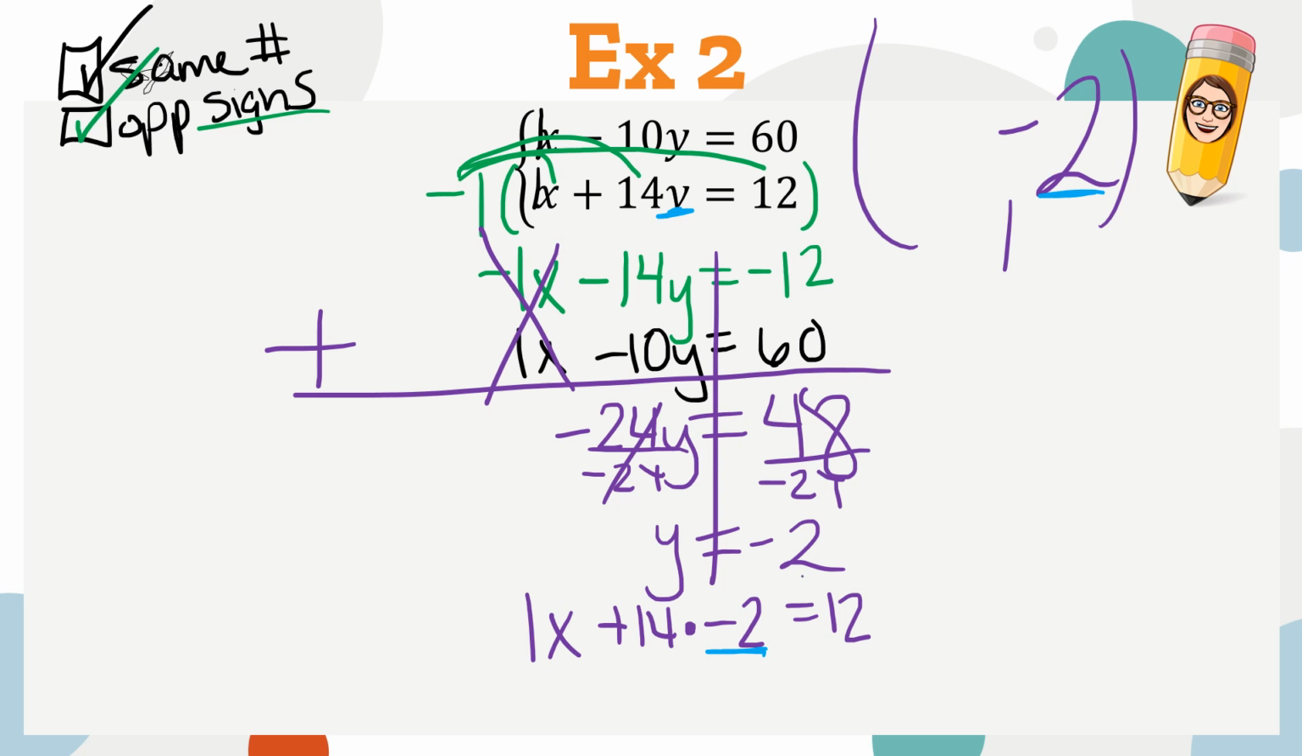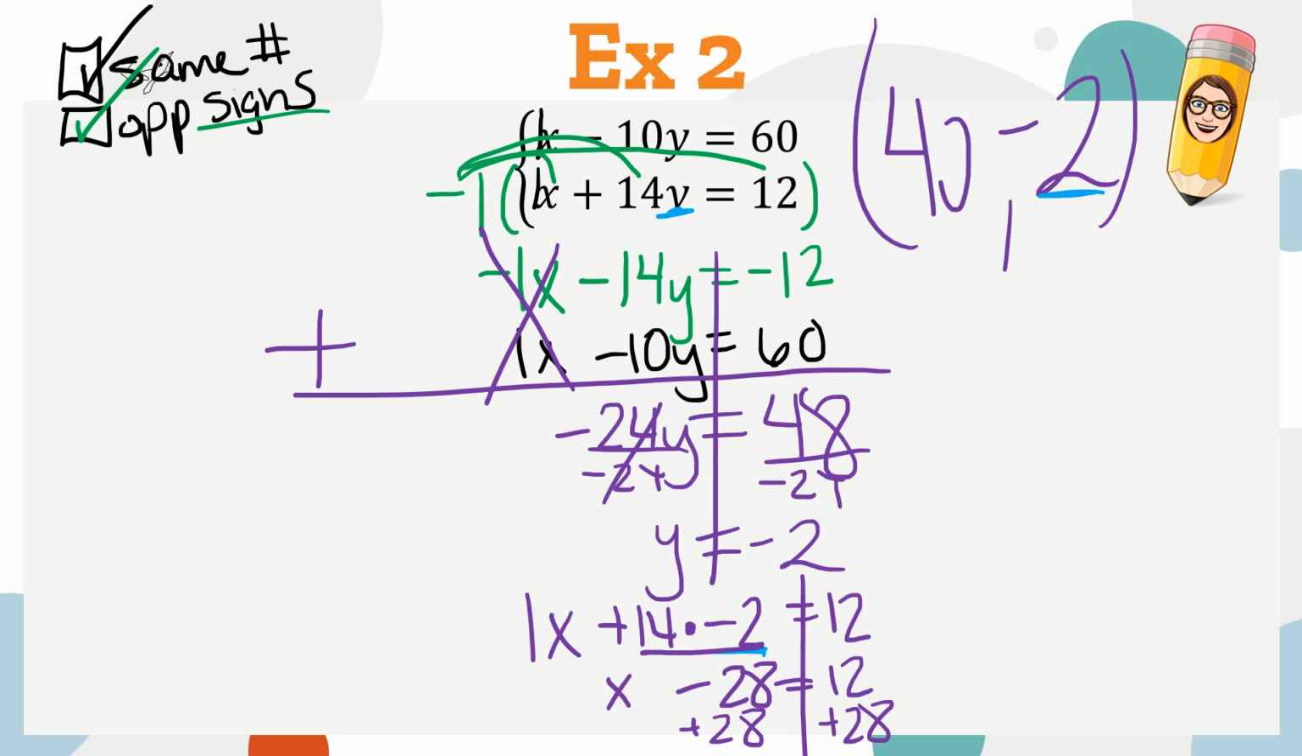Let's solve. 14 times negative 2 is negative 28. I want to kick 28 to the other side, so I'm going to add 28. That gets me x equals 40, which seems really big, but it's still a clean number, which I'm going to try to stick to, and it worked out perfectly.